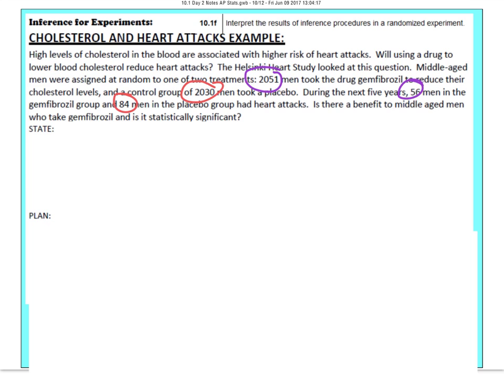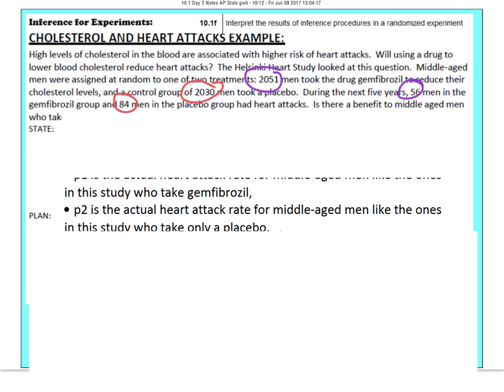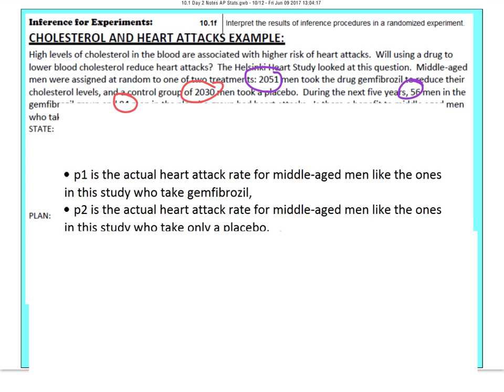So we want to write a hypothesis, and we really could do it one of two ways. We want to define P1 and we want to define P2. So let me actually do that first. I'm going to go backwards on this. I'm going to have P1 be the actual heart attack rate for the middle-aged men that were on the drug, and P2 be the heart attack rate for those who were on the placebo. And we ultimately want to know, is there a benefit to this drug? So what could make sense?